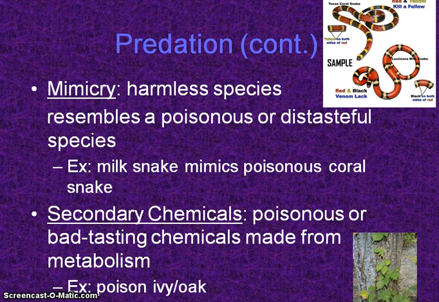And then secondary chemicals are either poisonous or bad-tasting chemicals metabolized from a plant, and they could be things like poison ivy or poison oak. And if you've ever got one of those, the rash is very itchy, and there's consequences for touching it. So that helps to deter organisms from coming in contact with those types of organisms.